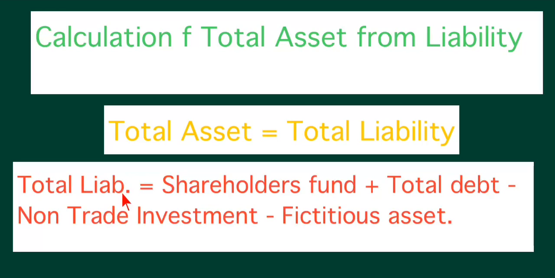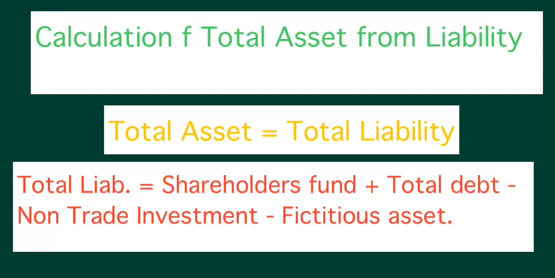Now from the liability side, what are the three main heads? One is shareholders' fund, the other is non-current liability, and the third is current liability. So non-current liability plus current liability is equal to what? Total debt. So that's why shareholders' fund plus total debt gives you what?